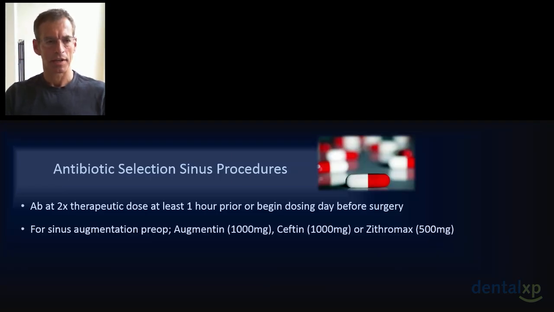Antibiotic selection in my sinus procedures. I prefer to have the antibiotic at 2 times the therapeutic dose at least an hour prior, or as an alternative, you can begin dosing the day before surgery. I prefer the use of Augmentin, Ceftin, or Zithromax.